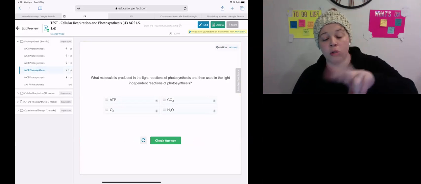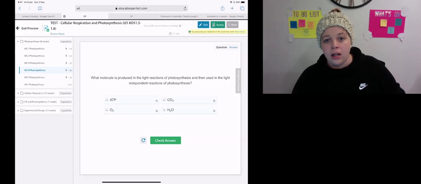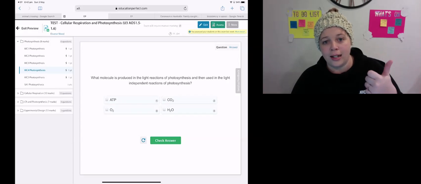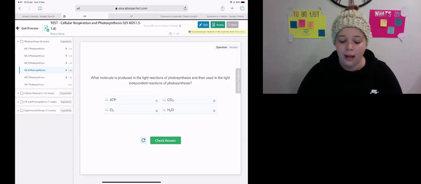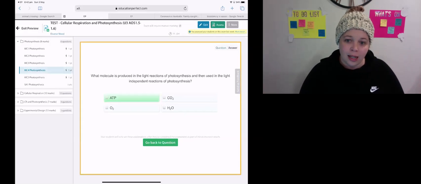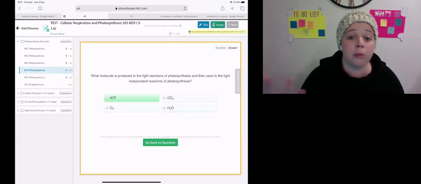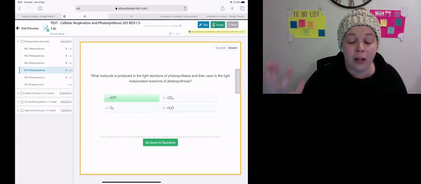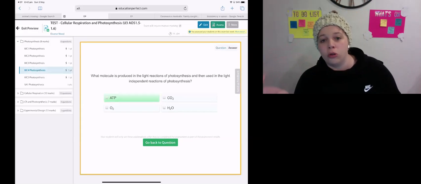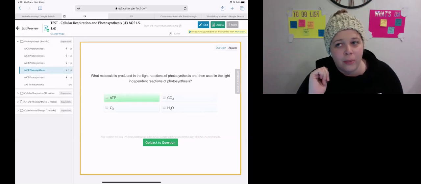So what molecule produced in the light reactions is then used in the light-independent reactions? There are actually two, but there's only one on your list. The two that are used are NADPH and ATP. So the only one you had there was ATP. The O2 is also produced in the light-dependent reaction, but it's not used in the light-independent reaction.